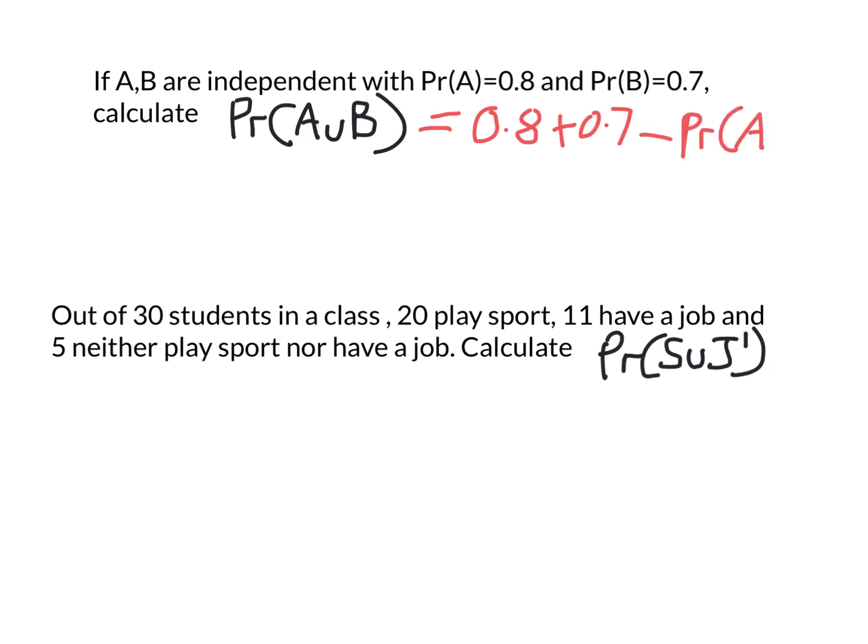Now note here that if two events are independent, they can't be mutually exclusive. Independent means they don't affect each other, whereas if they're mutually exclusive, well, they do affect each other. They stop each other from happening.